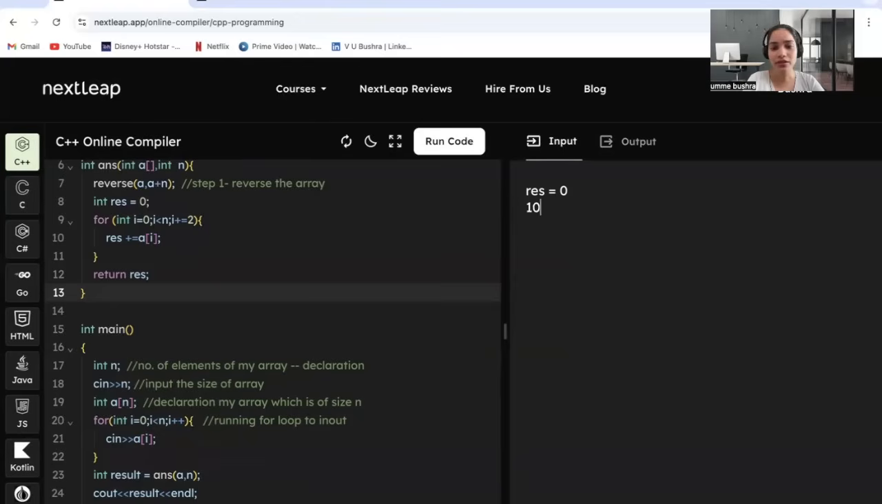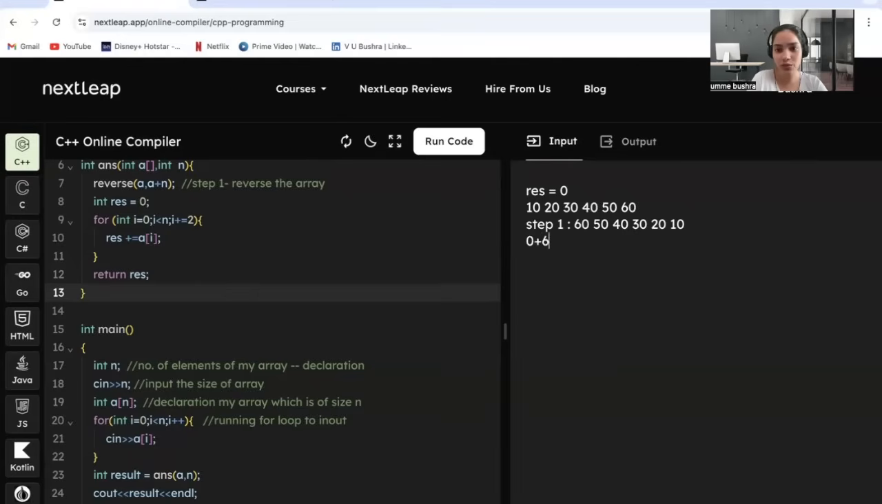And if you remember, this was our array: 10, 20, 30, 40, 50, and 60. Step one was to reverse the array. What is my reversed array going to be? 60, 50, 40, 30, 20, and 10. Now, after reversing the array, you know what my even indices are. 0, this is going to be my second index, this is going to be my fourth index.